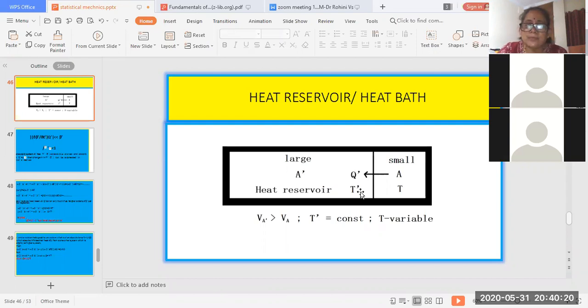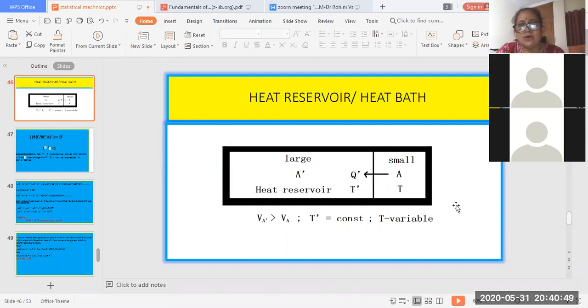So the temperature is constant, but it doesn't mean that it won't lose or gain energy. The losing will be there, the gaining will be there, but the temperature variation is so small that it always remains constant. That is the meaning of a heat reservoir. So this is today's topic, the heat reservoir and the definition of entropy. This comes as one full question.